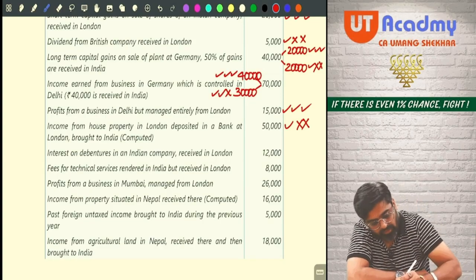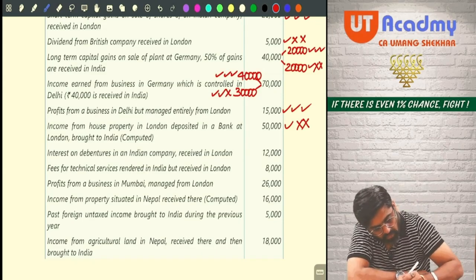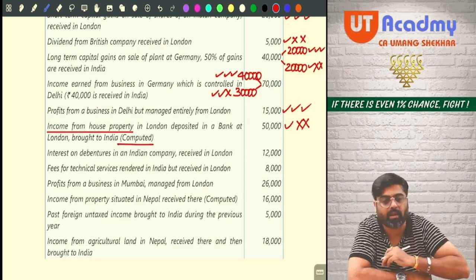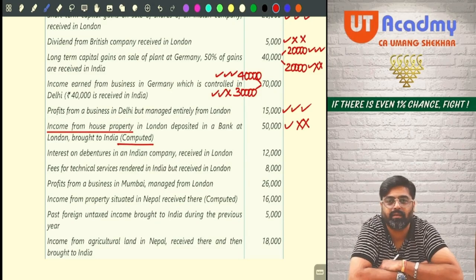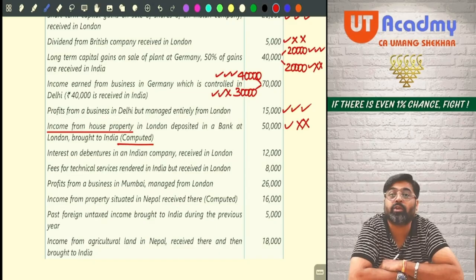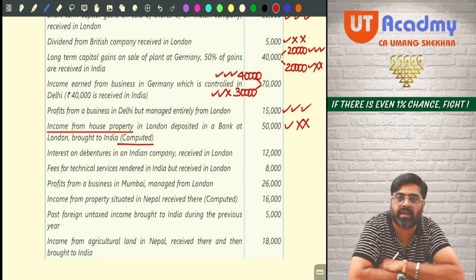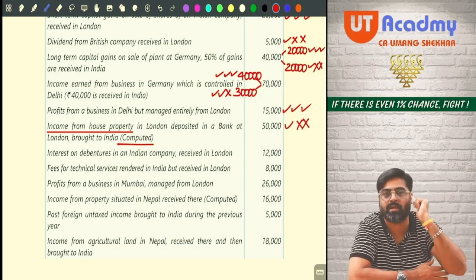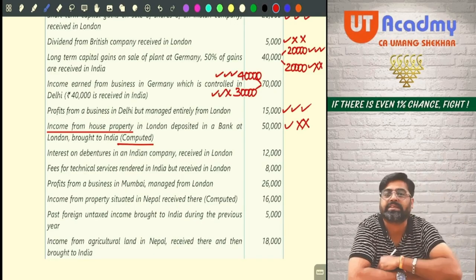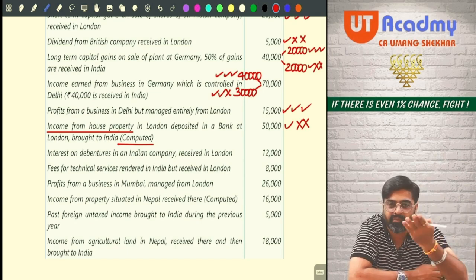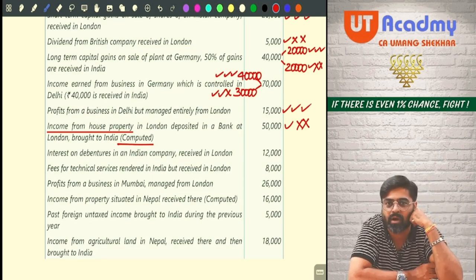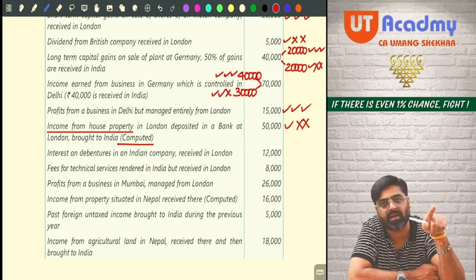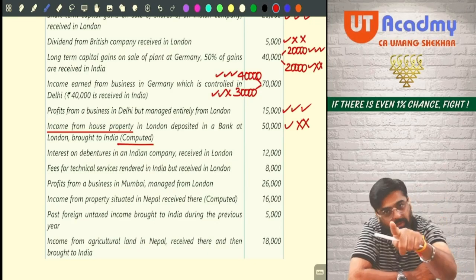And here they are using the word what? Income from house property, and on top of that they are writing computed. Meaning that in that question we took 30% standard deduction separately because it was not computed income from house property. We computed the income of house property by taking 30% standard deduction. And here if you take 30% standard deduction, you will be gone. Why? Because they have already taken 30% standard deduction and they are telling you the computed income is this.